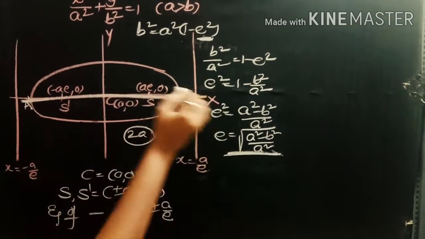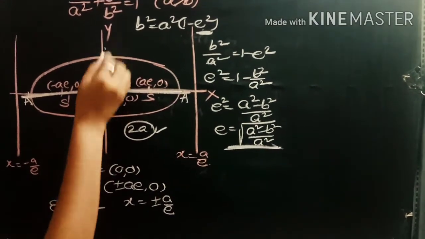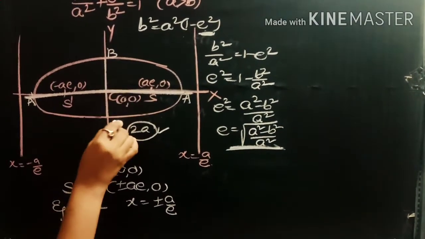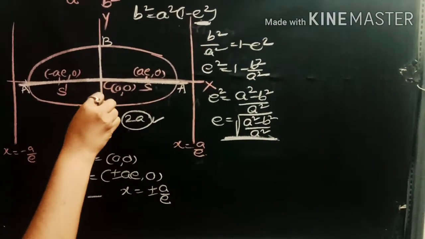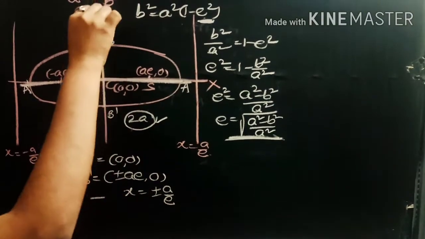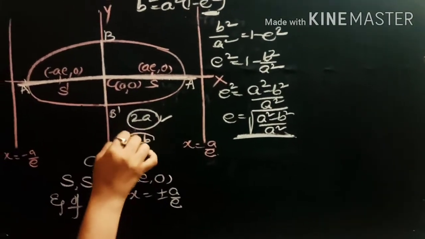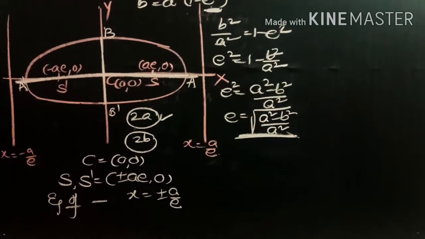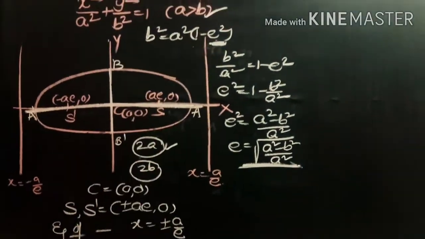The major axis is along the x-axis, and for the line BB dash, these two points are B, B dash. This line BB dash is called the minor axis, and the minor axis is along the y-axis, and the length of the minor axis is equal to 2b here. Now these are all the formulas in the first case, in which a is greater than b.